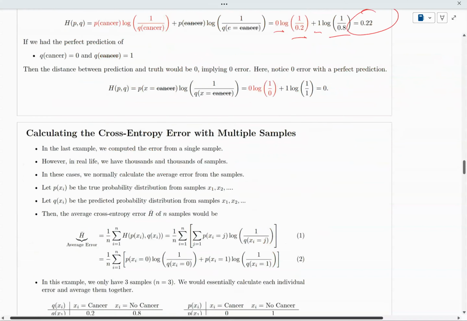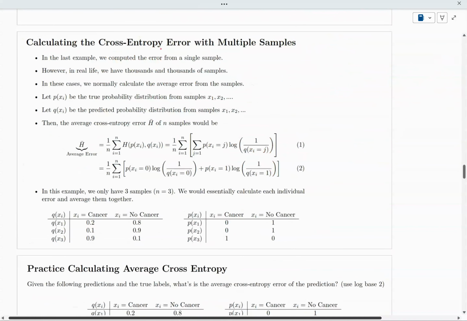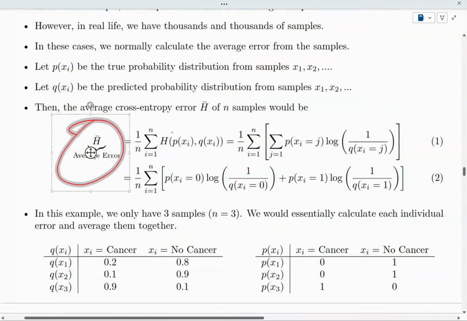Now, of course, there are many, many samples in the data set, right? We are not just calculating one sample, we have multiple samples. So instead of just P of X or Q of X, we have P of Xi and Q of Xi. So it depends on the sample you put in. So for the average error, we calculate the error for every single sample, all n samples, and then we divide by n to create an average.